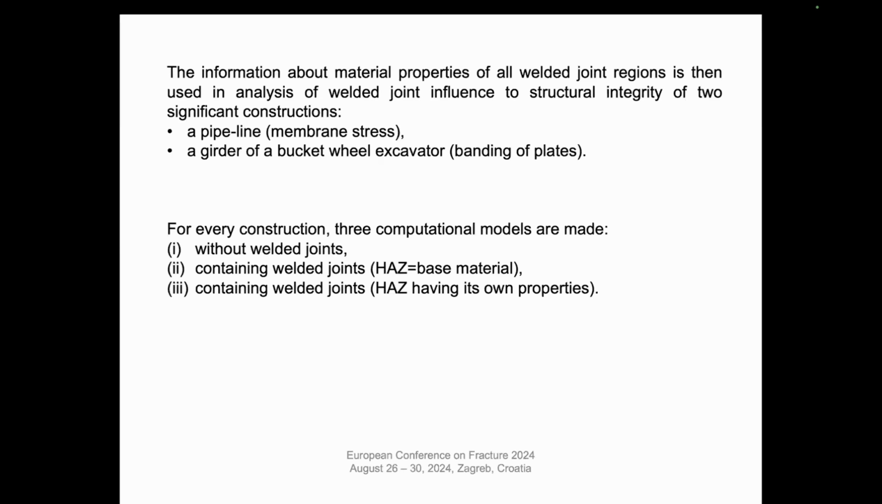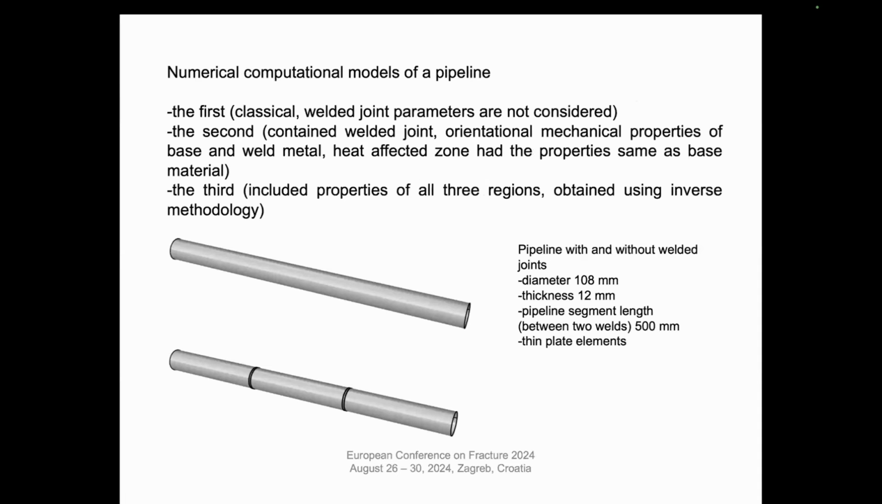And we made three models of every structure. The first one was without welded joints. The second one contained welded joints, but the heat affected zone had properties the same as the base material. And the third one contained welded joints, and every zone of a welded joint had its own properties, including the heat affected zone. Its properties were obtained using this inverse iterative methodology.